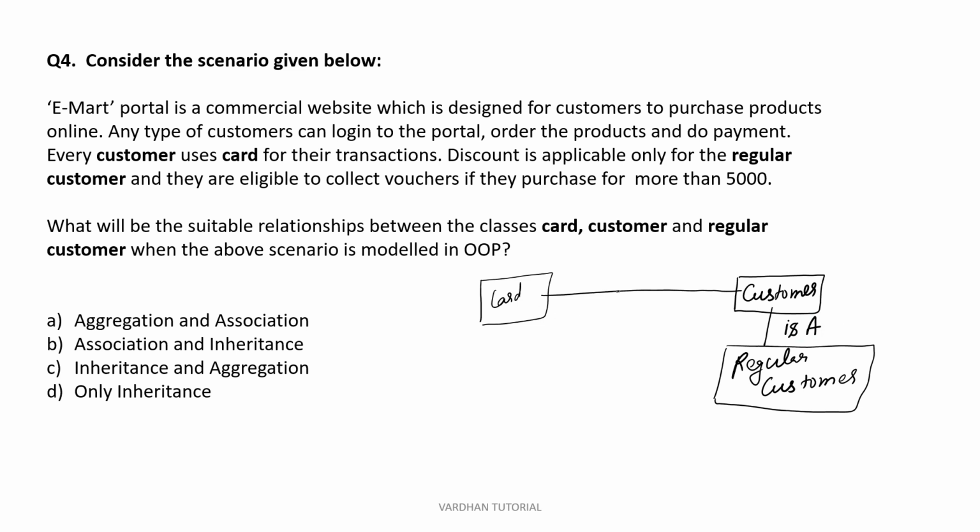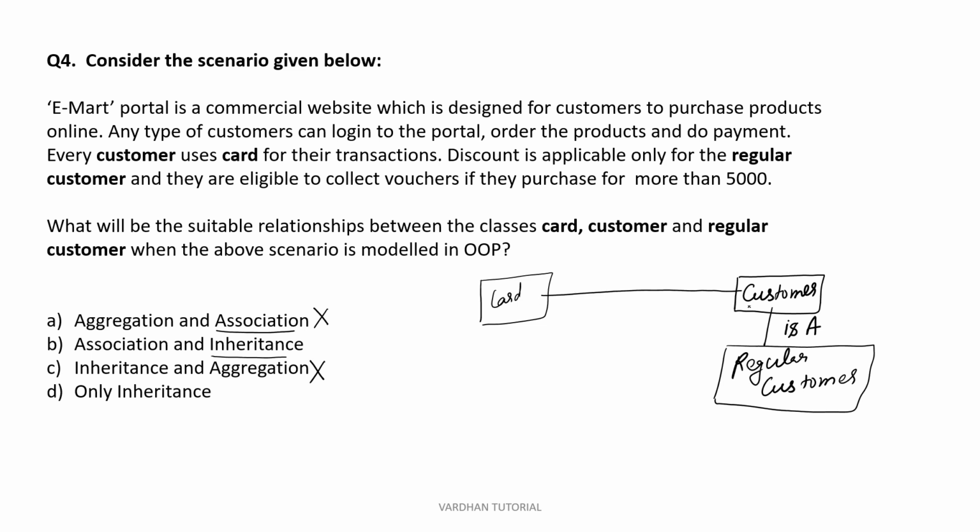And in between card and customer, they cannot have inheritance. And neither card is a part of customer, so no aggregation. So by option elimination, we see here this option is failed, this is also failed. Association, we can't have association between customer and regular customer. We are finding inheritance, so this part is true.